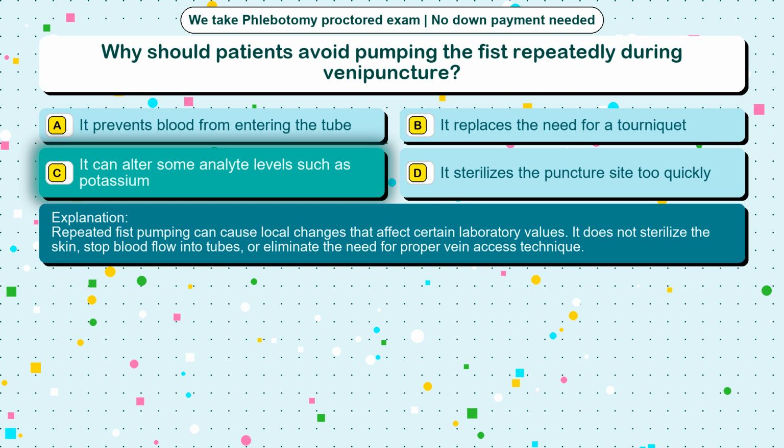Repeated fist pumping can cause local changes that affect certain laboratory values. It does not sterilize the skin, stop blood flow into tubes, or eliminate the need for proper vein access technique.